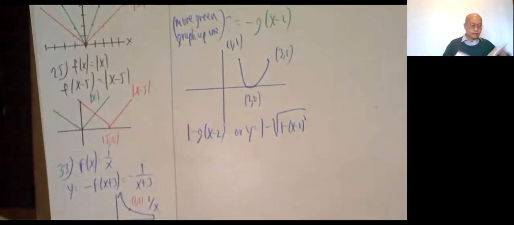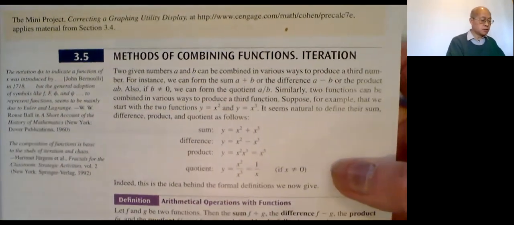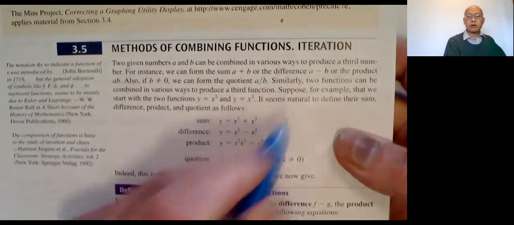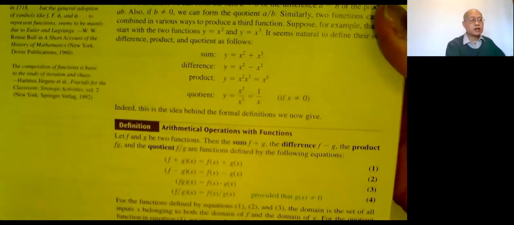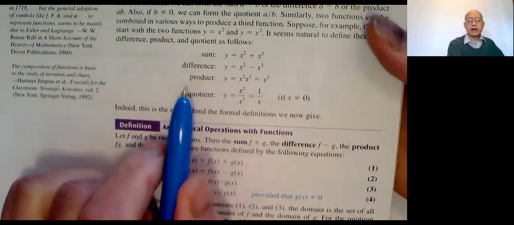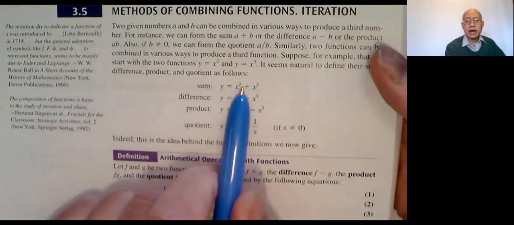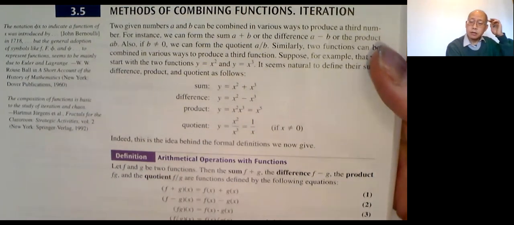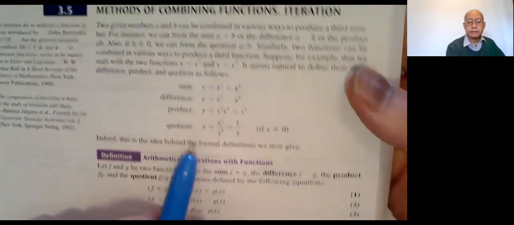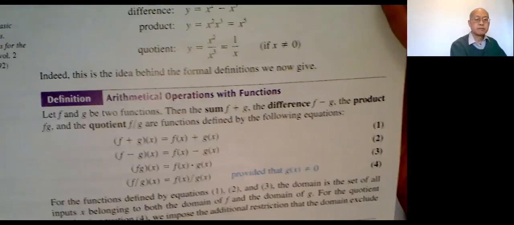Right, so beginning 3.5. Methods of combining functions. Don't worry about that word iteration. Combining functions. The easy one is to add, subtract, multiply, and divide functions. You're given two functions. Sum, add them up. Difference, subtract. Product, multiply. Quotient, divide. Sum, difference, product, quotient. That, I think, is fairly easy.